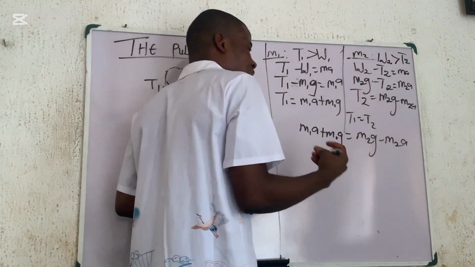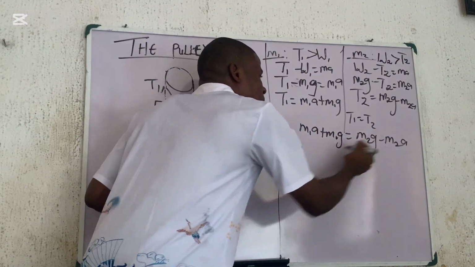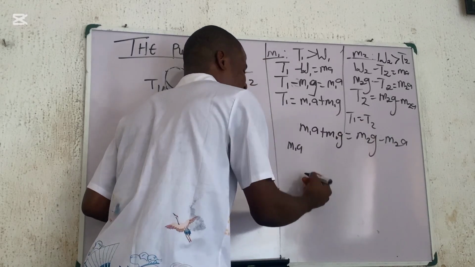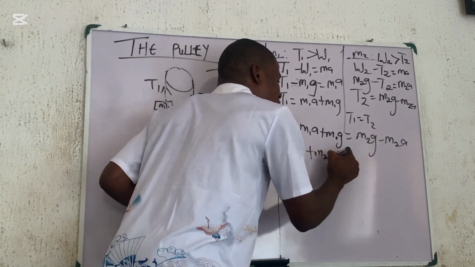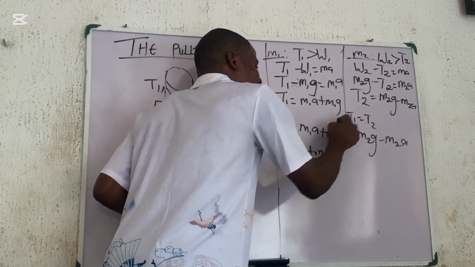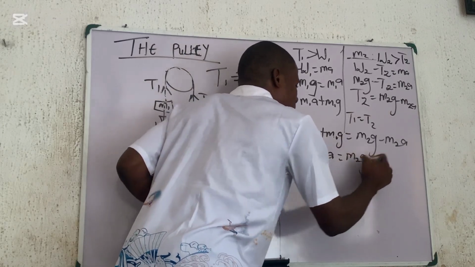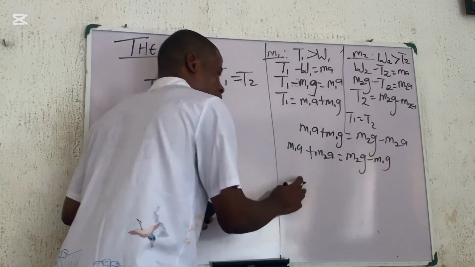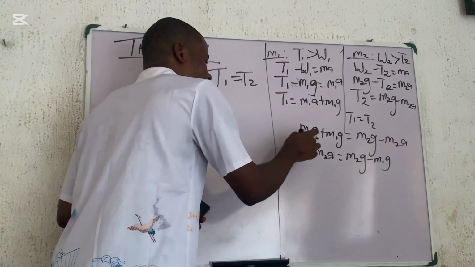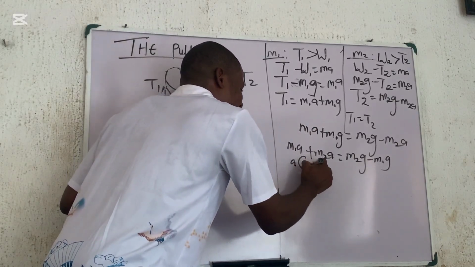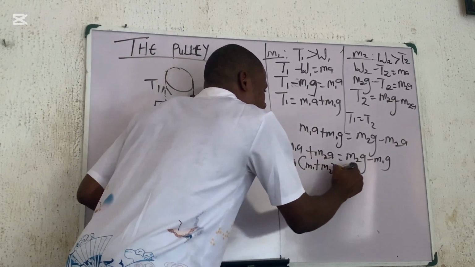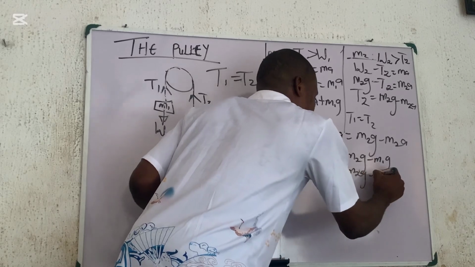Try as much as possible to make those having A to be on the same side. In other words, let's collect like terms. M1A, making minus M2A come over here, we have plus M2A, is equal to, then plus M1G goes over there, I have M2G minus M1G. Now watch out. Acceleration is here, acceleration is here. Factorize. I have A into bracket M1 plus M2 is equal to M2G minus M1G.